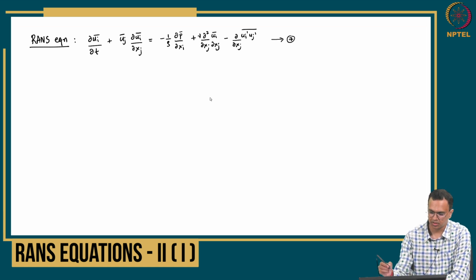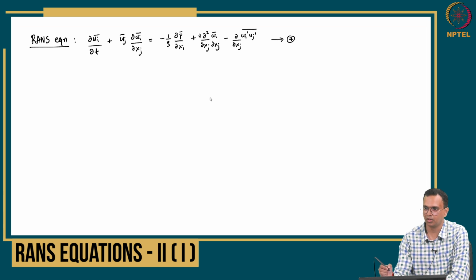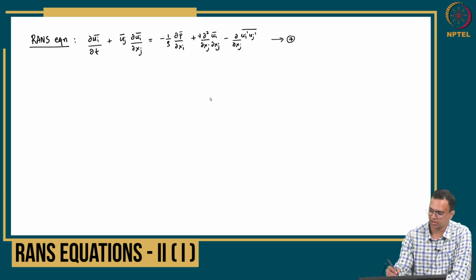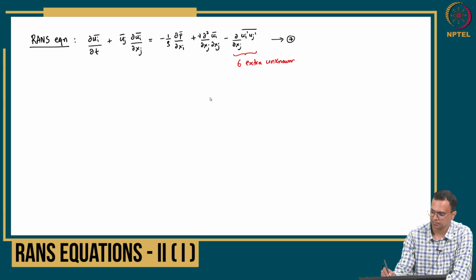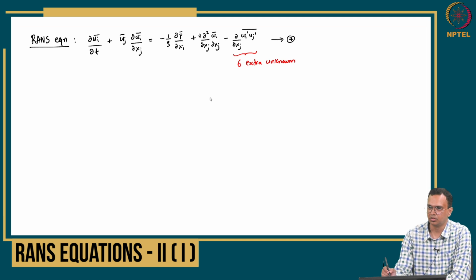So this equation is perfectly fine for those who want mean velocity and pressure in engineering applications. The only problem is this particular term. You have extra unknowns here, 6 extra unknowns, due to the Reynolds stresses appearing.